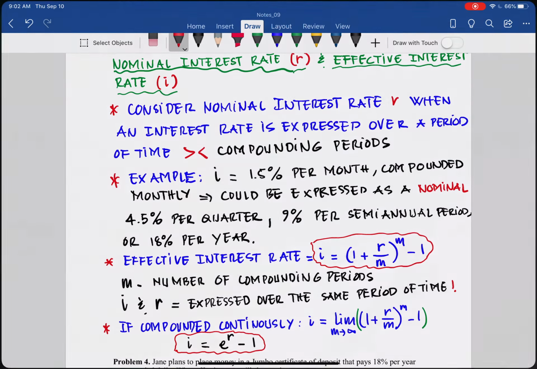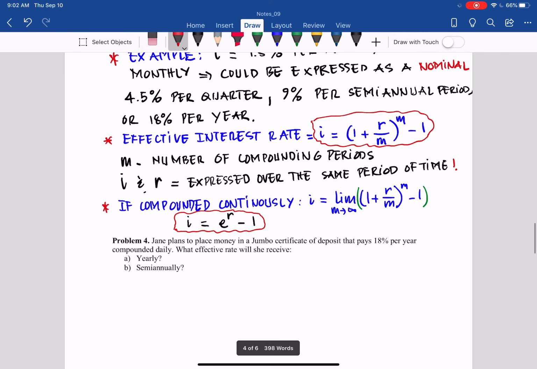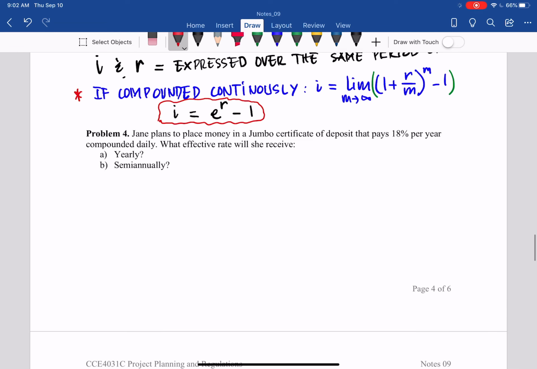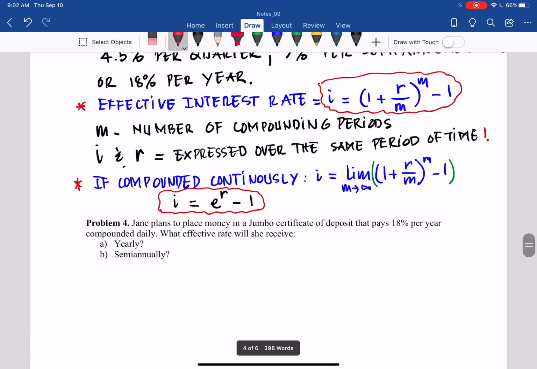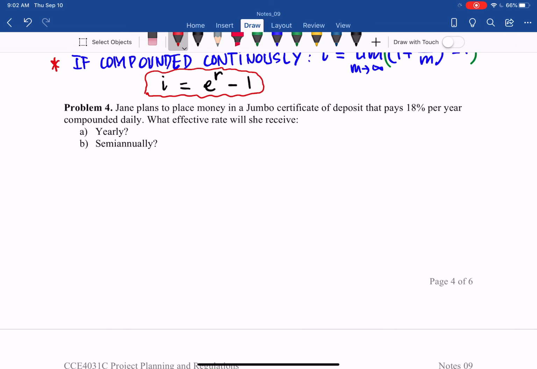So with that, I assume you understand the difference between nominal and effective. When the problem gives us a rate, we should be able to find out whether it is effective or nominal. Let's apply the equation we learned here. Change plans to place money on a jumbo certificate of deposit that pays 18% per year and compounds daily. What effective rate will she receive?